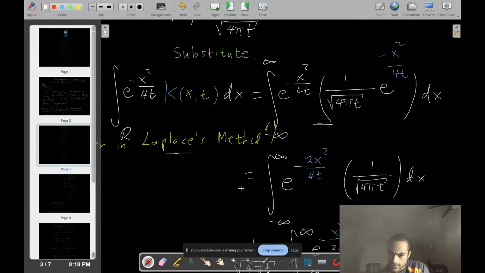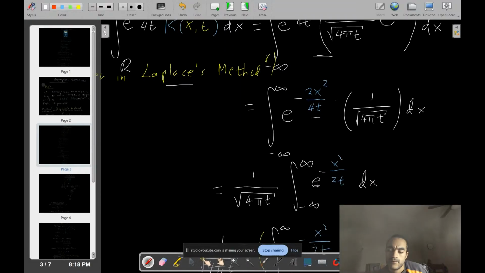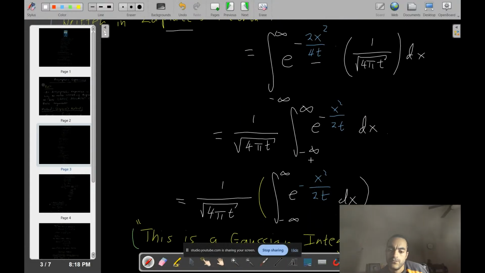Okay, so again, I just rewrite my integral from minus infinity to infinity, e to the whole power. Now, this becomes minus the whole power of 2x squared all over 4t, right? Because it's very straightforward. I don't think I need to explain how I got that exponent, times 1 all over the square root of 4 pi t dx. Okay, so now we're over here.